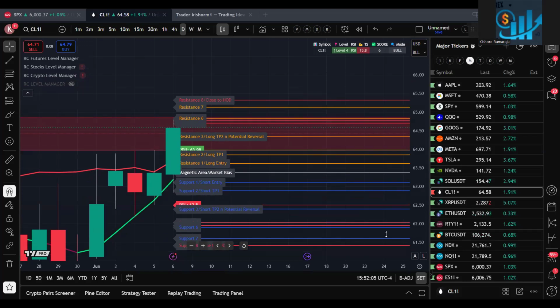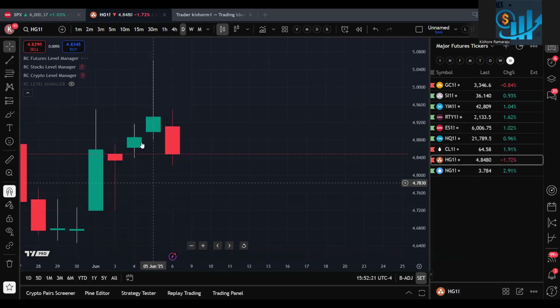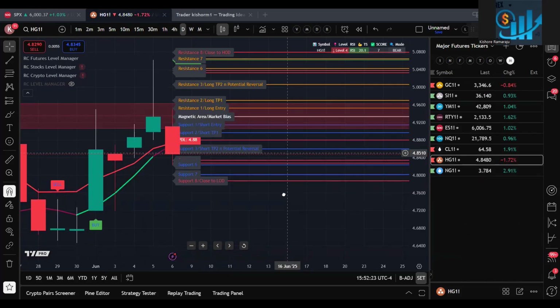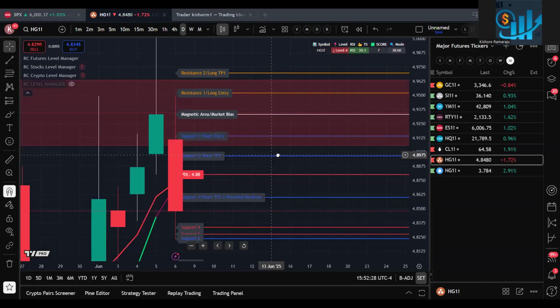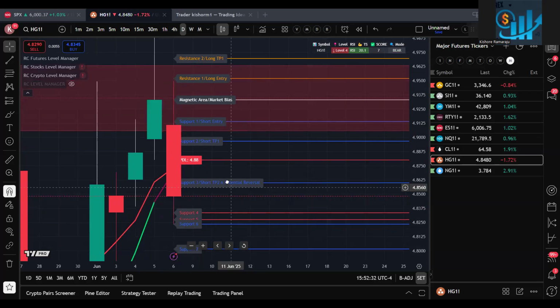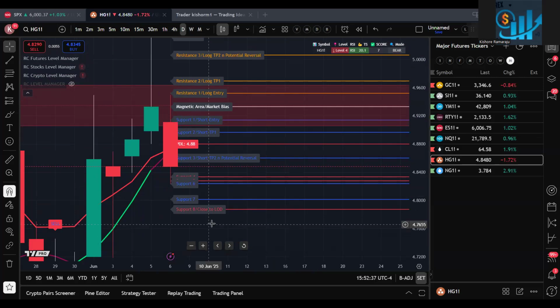Like that for anything, if the open and close are above the magnetic area, we will focus on the buy opportunities. If the open and close are below the magnetic area, like copper, your open is below the magnetic area, your close is below the magnetic area, we'll only focus on the sell signals. So then your risk is minimal. You can hold the trade for longer time.